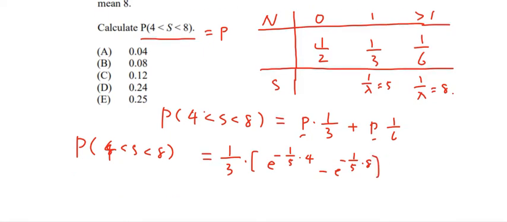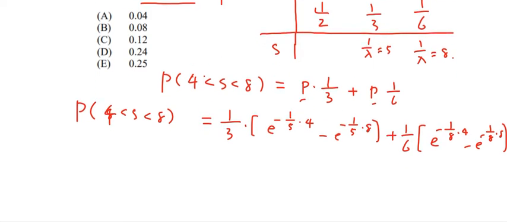So this part is just like that, 1 over 6. This is between 4 and 8, so this follows the exponential distribution. Lambda is 1 over 8. So we know just e to the negative 1 over 8 multiplied by 4, minus e to the negative 1 over 8 multiplied by 8. Okay, right? So we can simplify this.